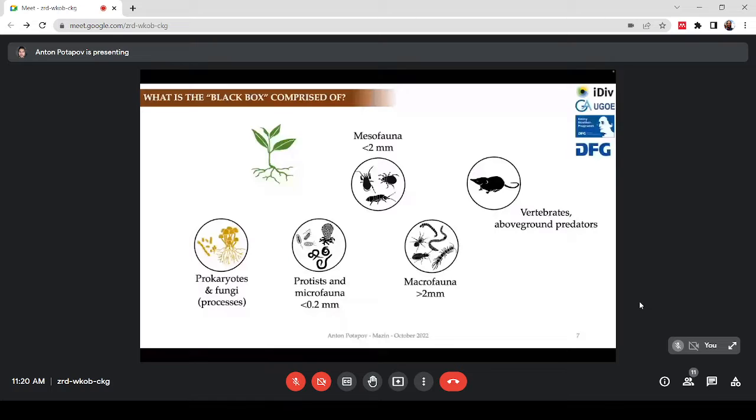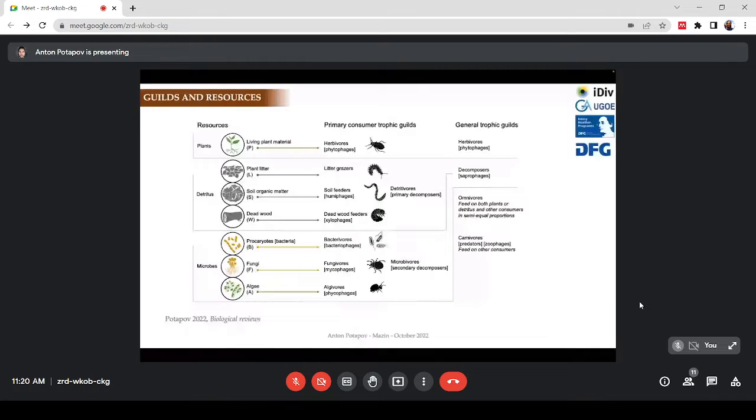in soil. And for that, we usually use this resource-based approach, which means that we have different animals that are feeding on different resources in soil, such as some feeding on living plants, others feeding on litter or soil organic matter or dead wood, others feeding on microbes or algae. And these different animals, because of feeding on different resources, play different roles in soil food webs. And here we have major groups of herbivores, decomposers, omnivores, and carnivores. But there is much more trophic diversity inside these groups.